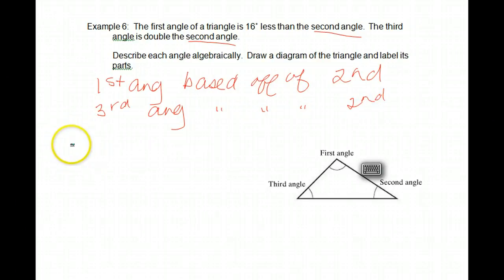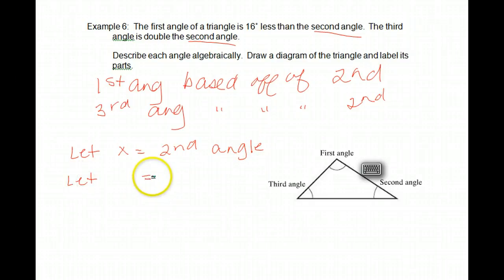So very similarly to what we just did, the second angle is our starting point again. So we're going to go ahead and let x equal our second angle. And now we're going to go back to our very first sentence to figure out what our first angle is going to be. It says that the first angle is 16 less than the second. Less than indicates subtraction, so x minus 16.